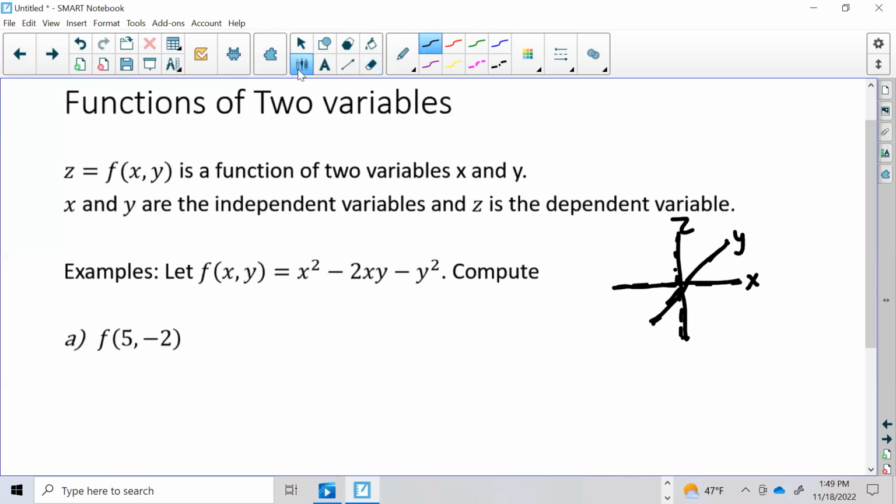So in this video, we're going to look at functions of two variables. We can define a function in terms of both x and y. So we can define a function z or a function f in terms of two variables, x and y. And so f is going to depend both on the value of x and y. So x and y are the independent variables, and then f or z is the dependent variable.